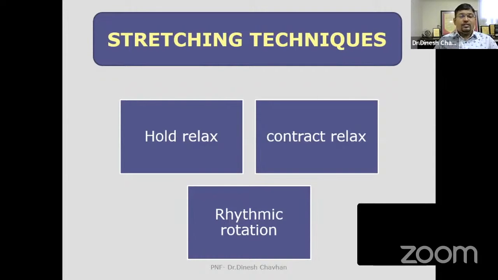Rhythmic rotation says that when we do any movement in a rotation, the muscle tone gets confused. For a temporary period of time, when the muscle fibers get confused about which movement to perform, the muscle relaxes, and we know that the muscle length is improved. So these are the stretching techniques we use. Now we'll see the videos.